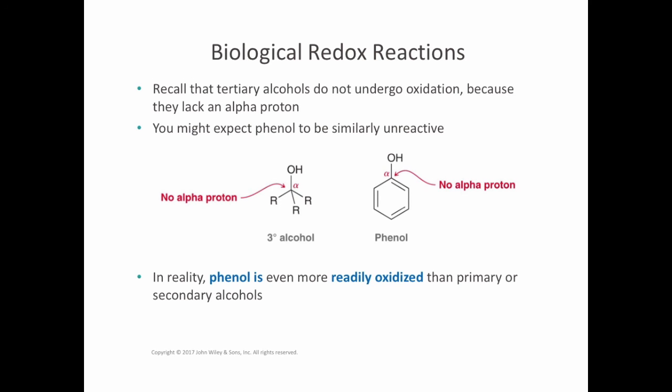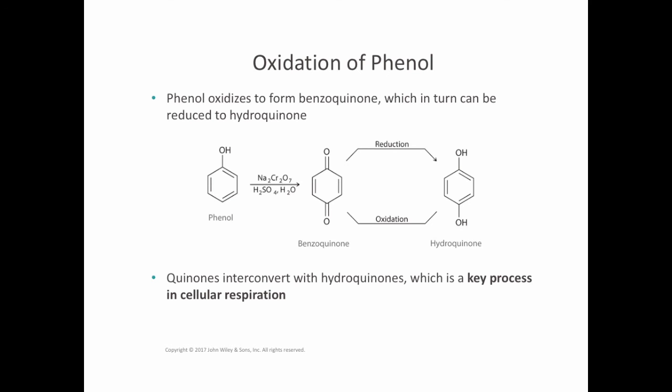Recall that tertiary alcohols do not undergo oxidation because they lack an alpha proton. You might expect phenol to be similarly unreactive because there's no hydrogen on that carbon. However, they are even more readily oxidized than primary or secondary alcohols. Phenol oxidizes to form benzoquinone, which can in turn be reduced to hydroquinone.